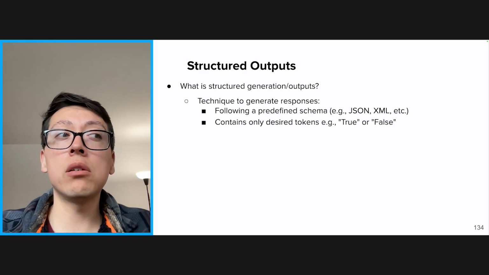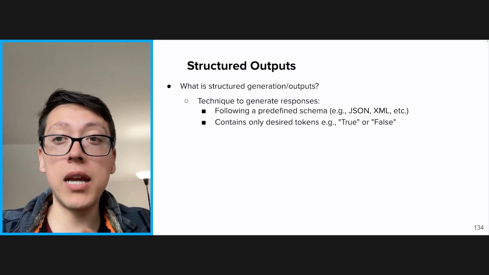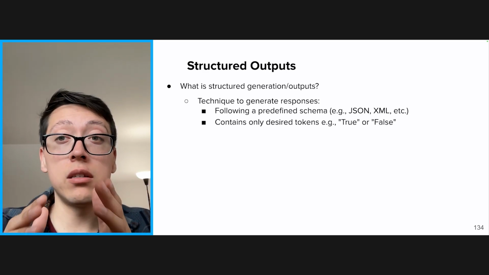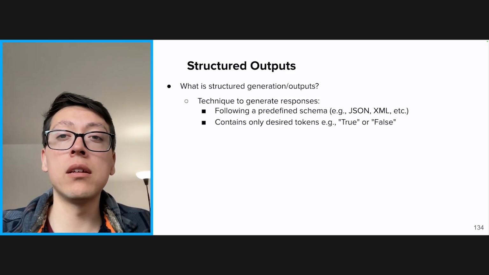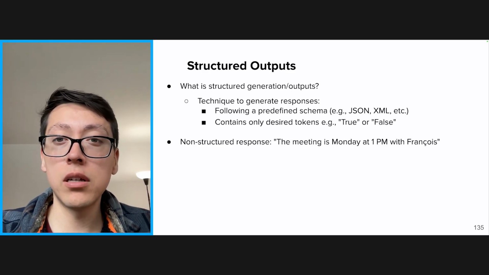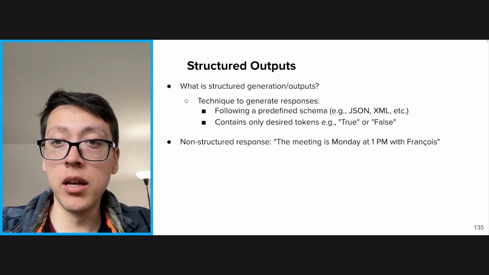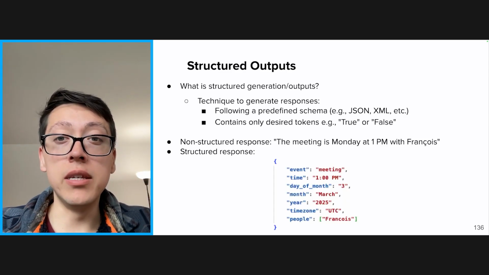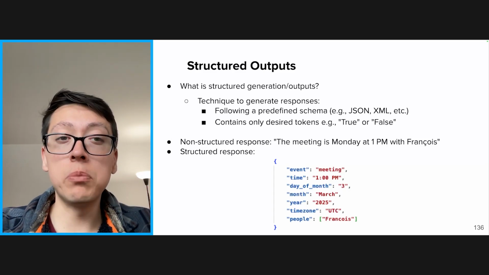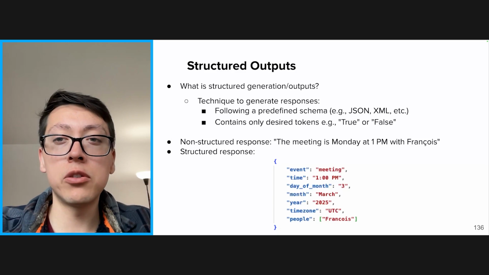So if we already know that we want to know if something is true or false, here we can make the model only generate those 2 tokens. So it's going to be very easy to then parse the answer and know what the model answered. So for example, if we see this example here, this string that says the meeting is Monday at 1 p.m. with François, the structured answer output would be here a JSON schema with the most important information of the string above.